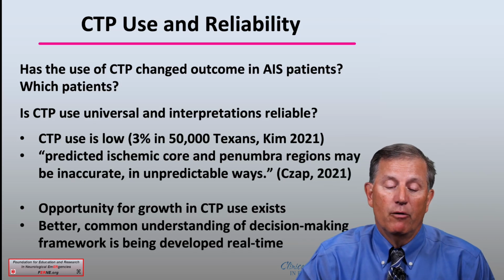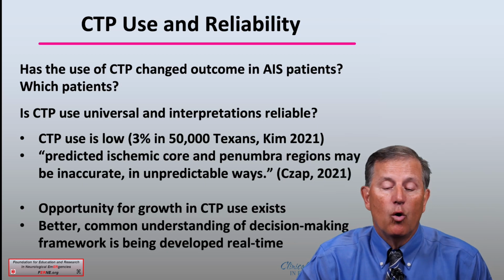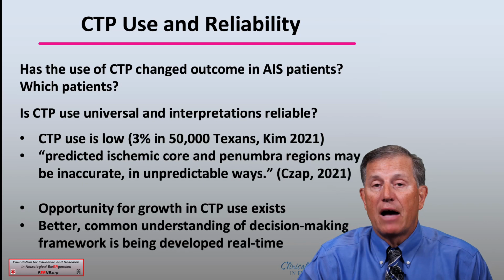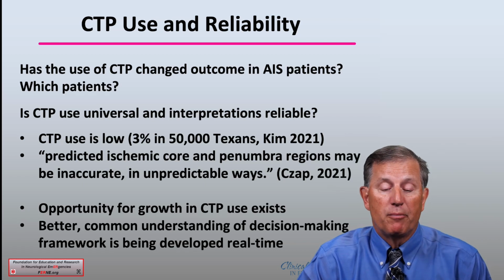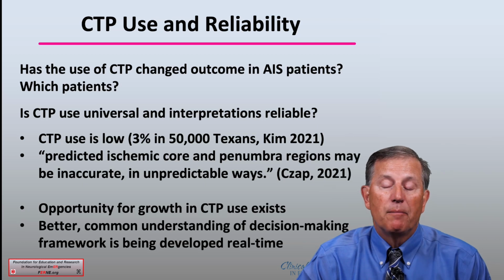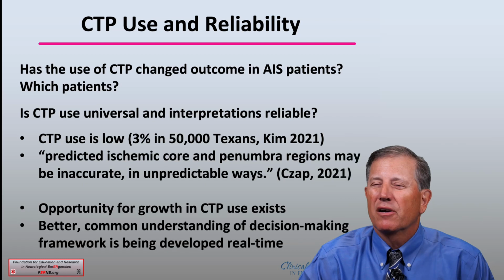Well, it's very interesting. From a few years ago, we know in Texas that CTP use from 50,000 patients was only 3%. And it's said that still, as of 2021, the prediction of ischemic core and penumbra regions may be inaccurate.